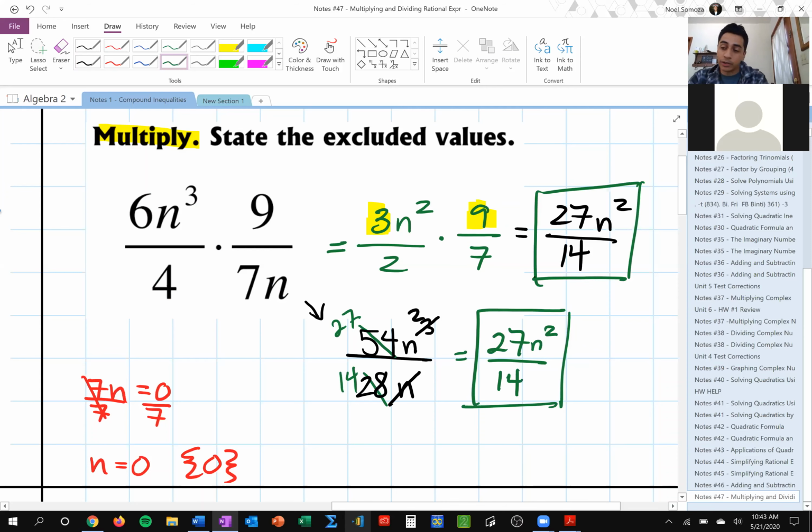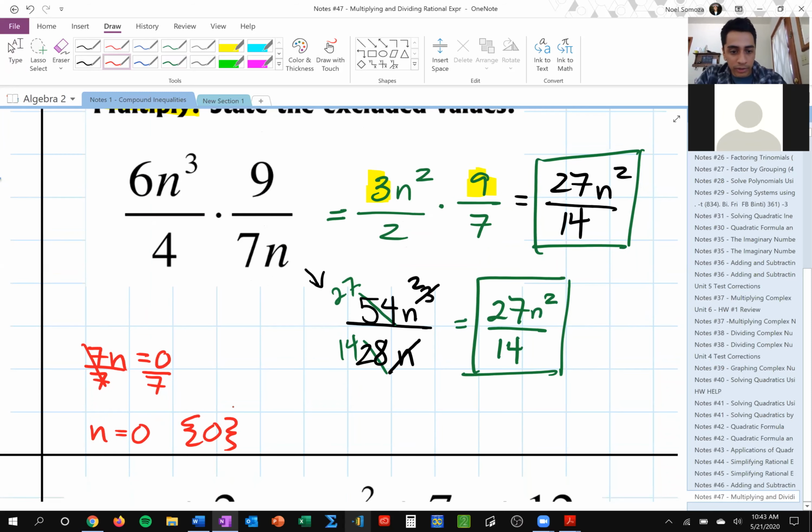You can multiply everything across first and then simplify after, or you can chip away at it as you go and work with smaller numbers. It's ultimately up to you and how you prefer to do it. But either way, it could be correct. So make sure that you list the excluded value and then you box in your final simplified expression. Any questions on that part so far?